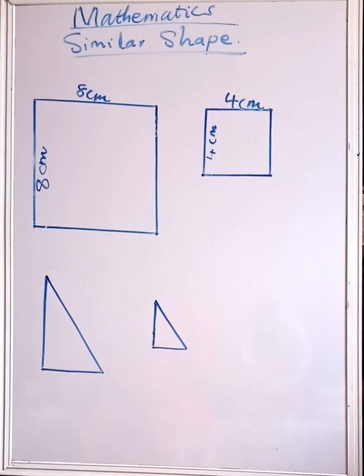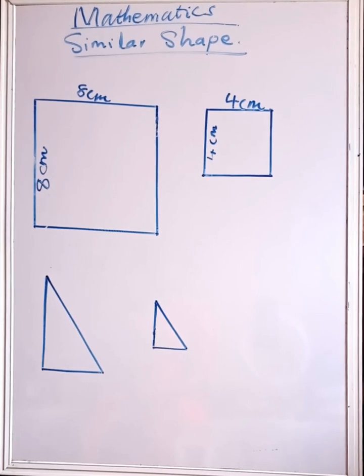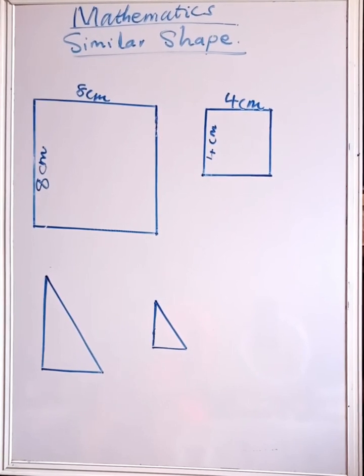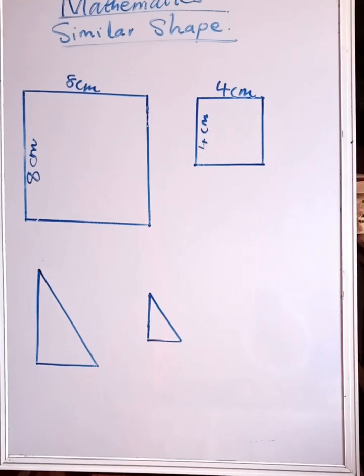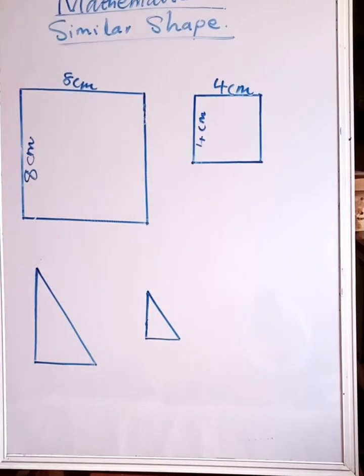Today we want to look at similar shapes in mathematics. When photographs show the same picture but in different sizes, we say that the pictures are similar to each other. For example, look at what we have on the board.